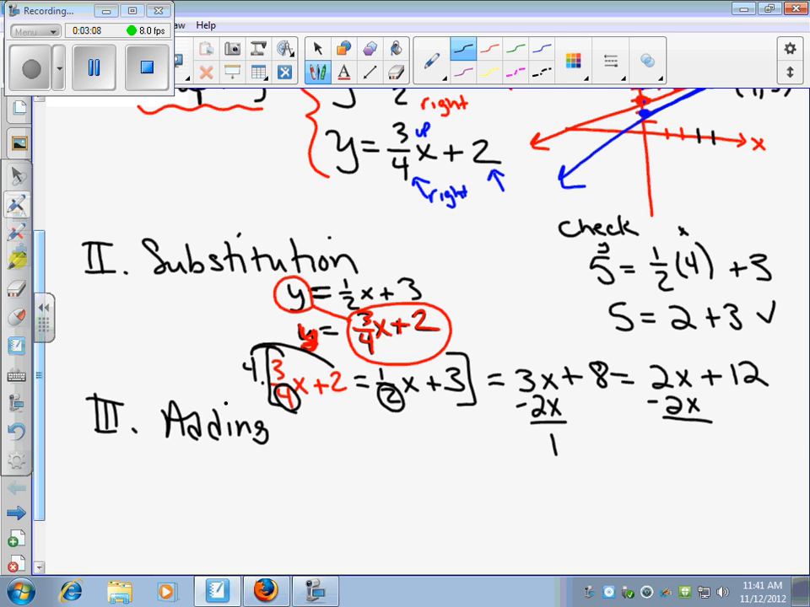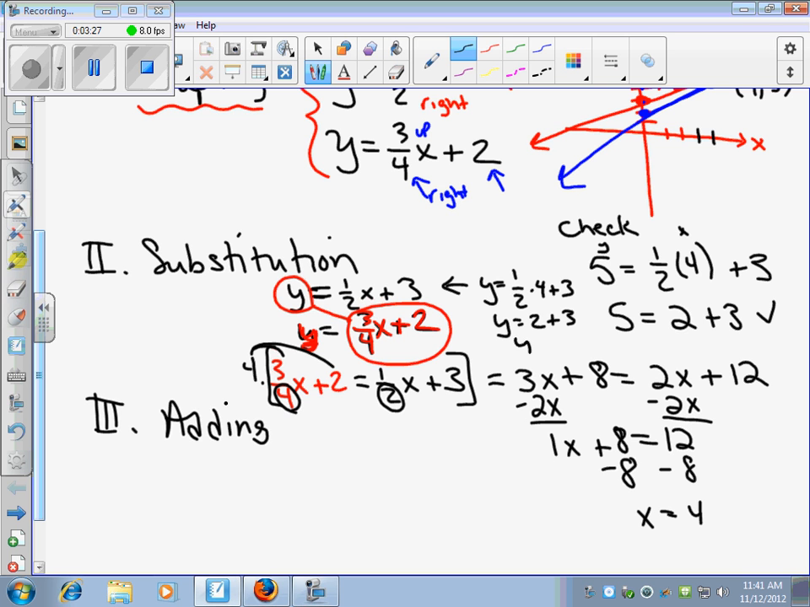Now I'm just going to solve for x in the same way that I usually do and see that x equals 4. And once I know what x is, I can just plug it into either equation to figure out what y is. 1/2 of 4 is 2, and 2 plus 3 is 5. So again, same answer, because it's the only point where they cross.